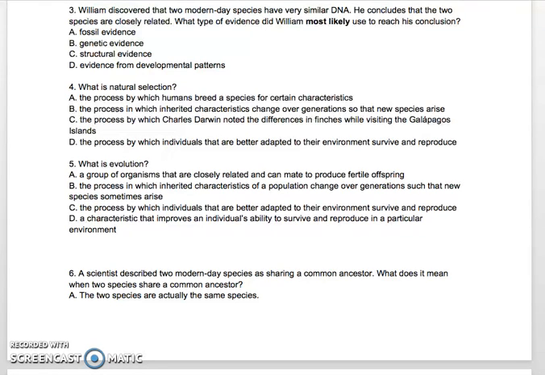Number 5. What is evolution? A. A group of organisms that are closely related and can mate to produce fertile offspring. B. The process in which inherited characteristics of a population change over generations such that new species sometimes arise. C. The process by which individuals that are better adapted to their environment survive and reproduce. D. A characteristic that improves an individual's ability to survive and reproduce in a particular environment.